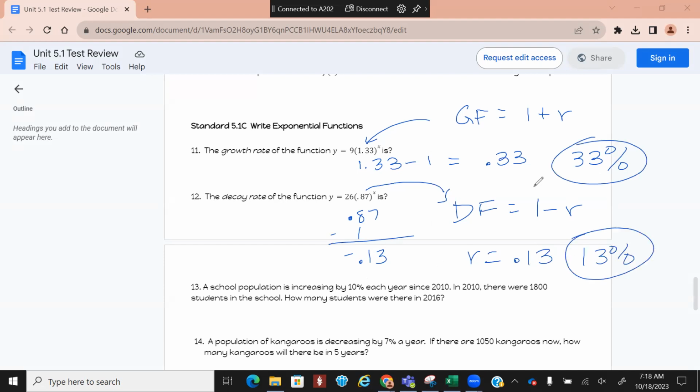Okay, when you have a decay function, that means that this little number right here, that's raised to the x, is going to be less than 1. When you have a decay function, you're going to have a number that is less than 1 in this little parentheses.